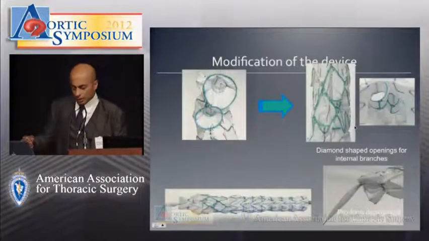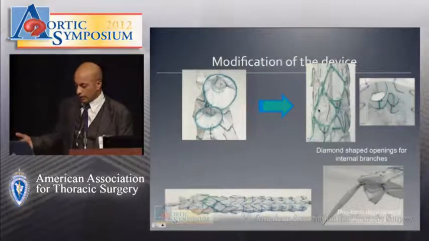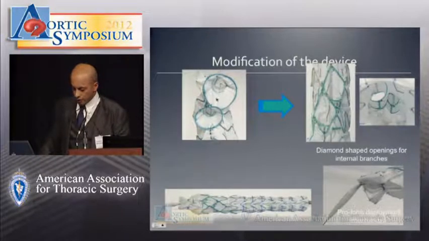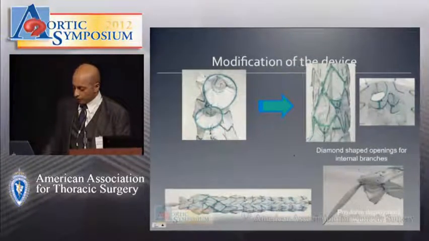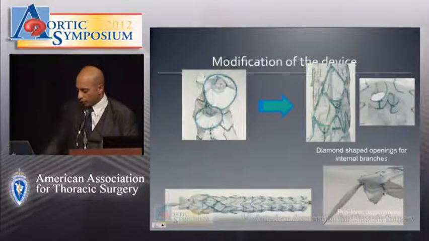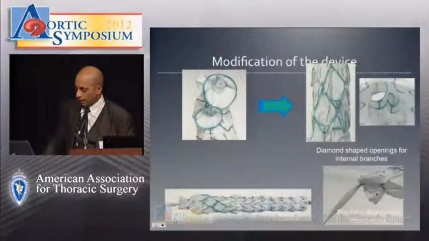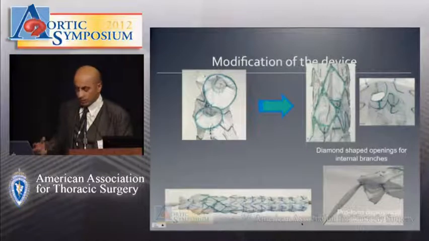Because of that first case, we made some modifications, which we see in the current generation of devices. We've changed from these funnel-shaped branches to the diamond-shaped openings, and the internal branches that I described earlier. We've changed the proximal stent, to those of you who are familiar with the Proform technology with Cook. The Proform technology with the first stent really helps avoid some of these bird's beak phenomena that you see with the inner curve of the ascending aorta.